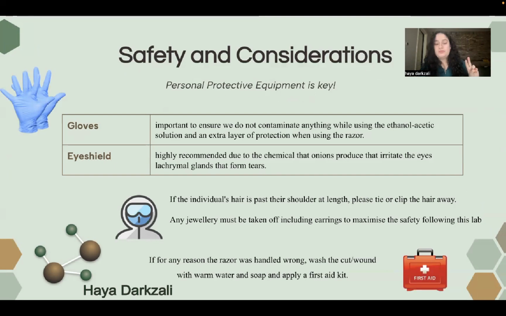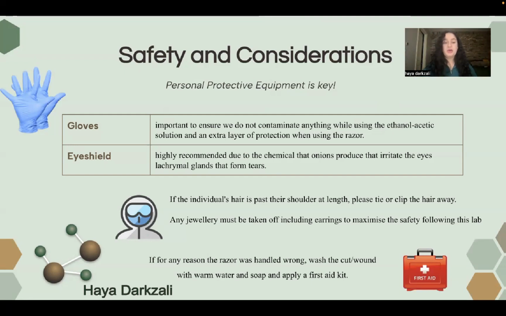Two main ones that we'll be focusing on are going to be gloves. Here's some gloves. These are important to ensure we do not contaminate anything while using the ethanol acetate solution, and an extra layer of protection when we're going to be using the razor. So, making sure we don't burn ourselves, making sure we don't cut ourselves.